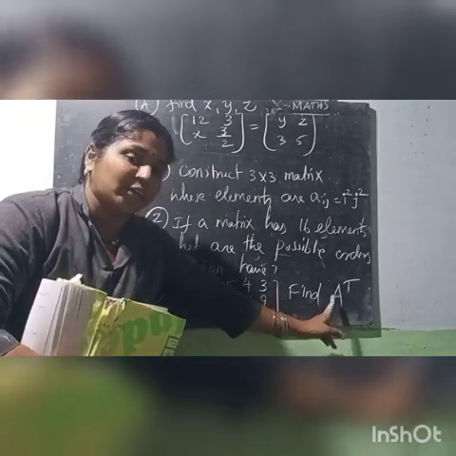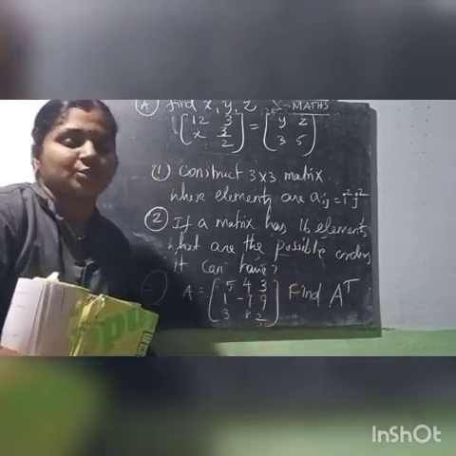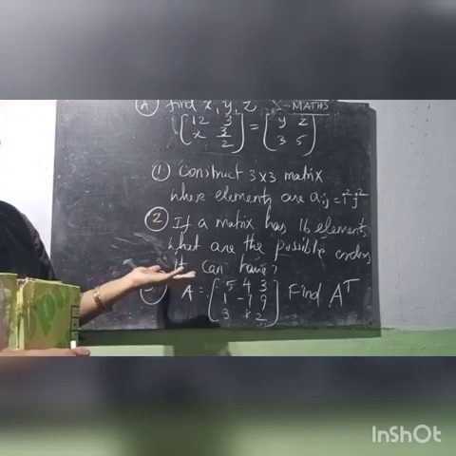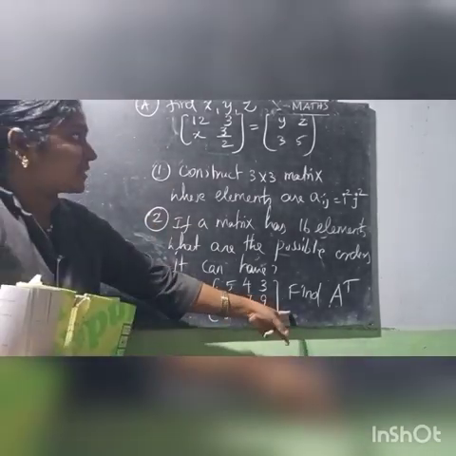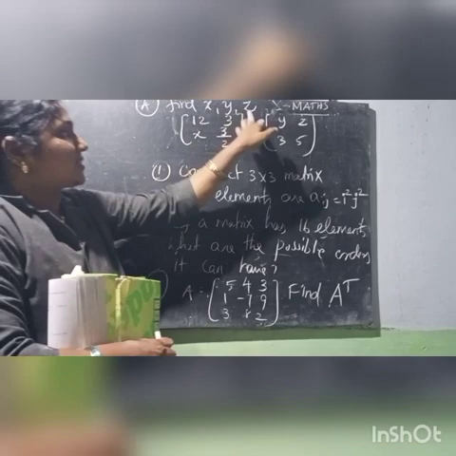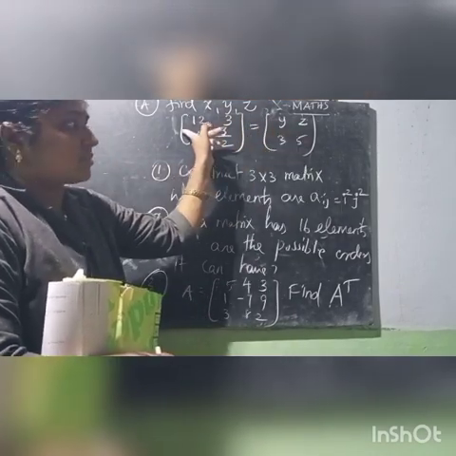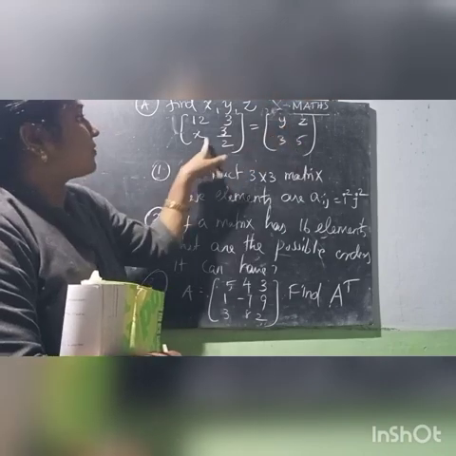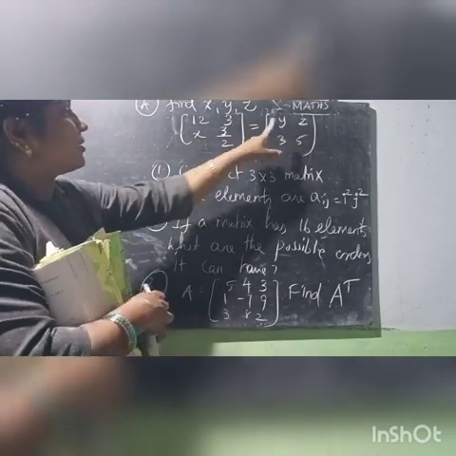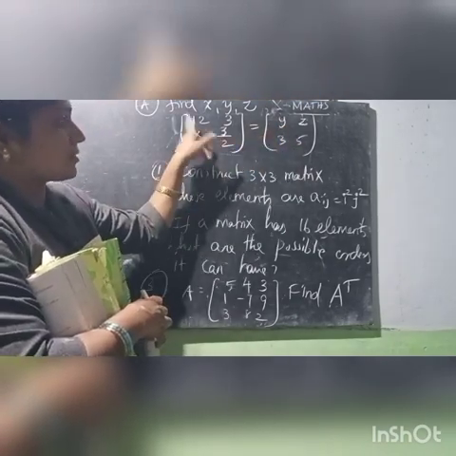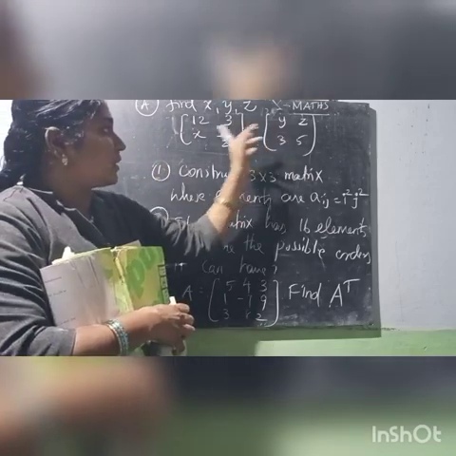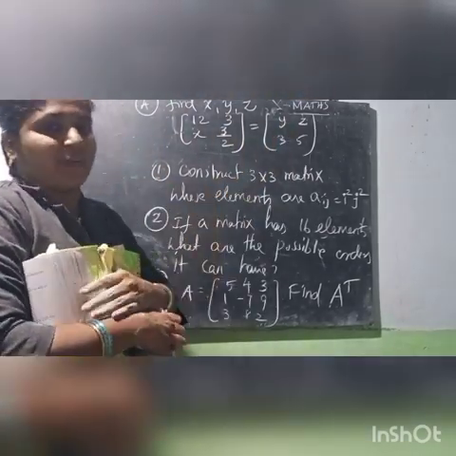I already said about A transpose: rows should be changed into columns or columns changed into rows. That is called A transpose. Here, find X, Y, Z. See, in the middle we have the equal to sign, so we can equate. First one, I will say Y equal to 12. So I have found one answer. Then the remaining X and Z values we have to find out.